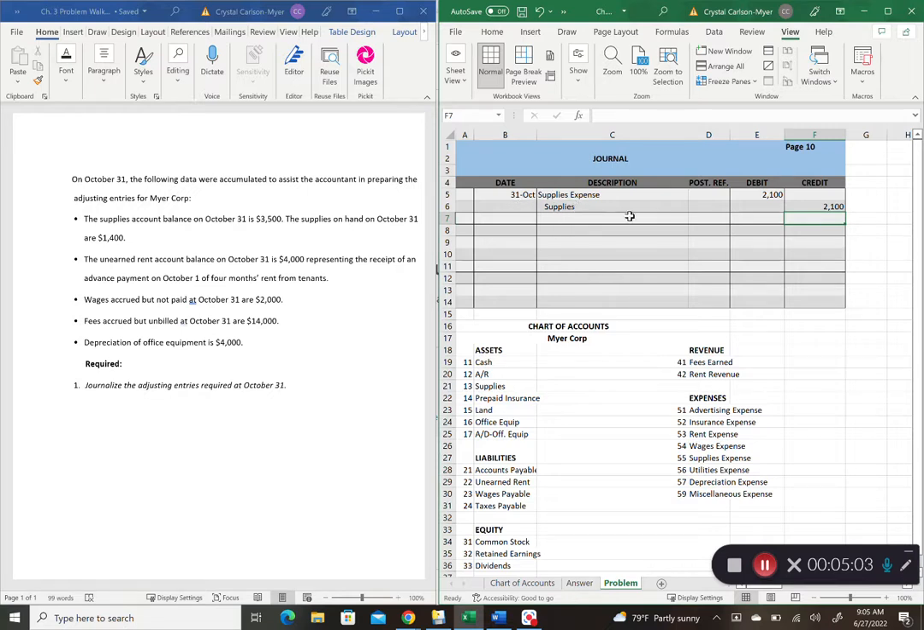So all of my different rules, I have at least one debit, at least one credit, they balance, and they are two different accounts. So I'm good with that one. I'm going to move on to the next one.